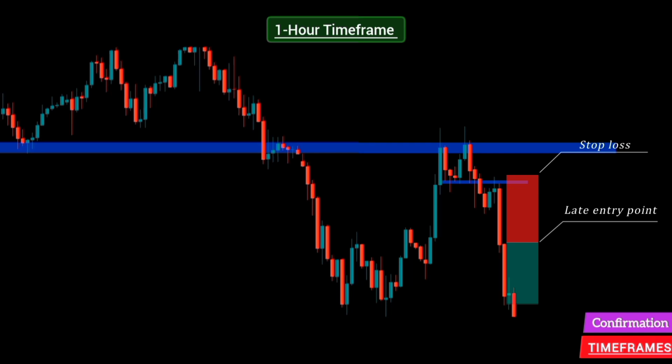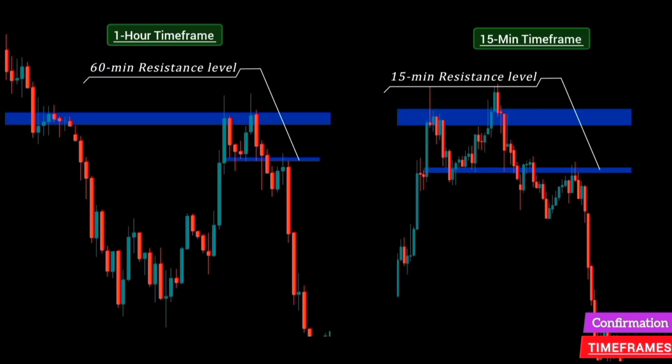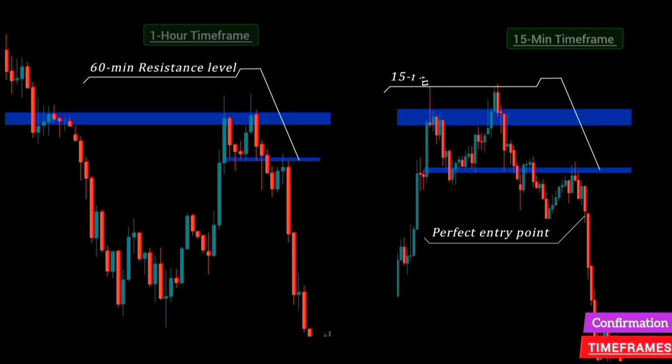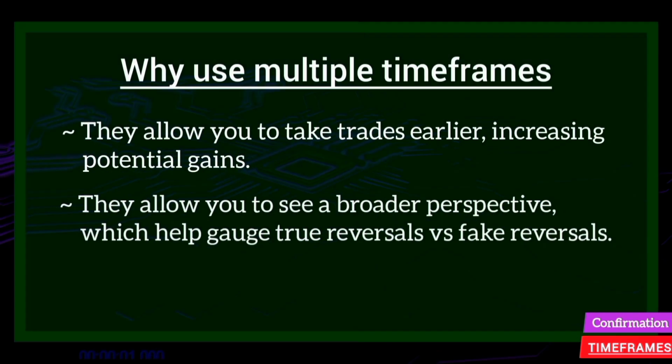This is where time frames come in. If you were watching the 15-minute chart along with the 1 hour, you would have seen a bearish close much earlier, giving you a cleaner low-risk entry with a better reward. Multi-time frames give you an edge, allowing you to take advantage of trade setups in their early stages.